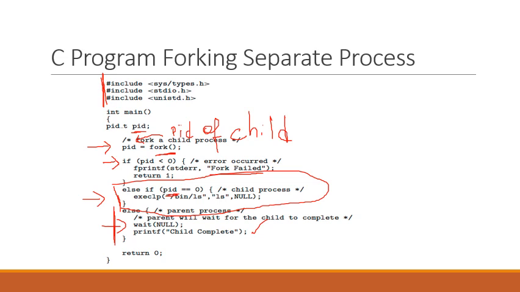So according to this program, it has created a child process, and after this the child process completes its execution because the parent has executed the wait system call, and once the child has completed its execution then the parent can resume its execution and it will complete its execution as well.